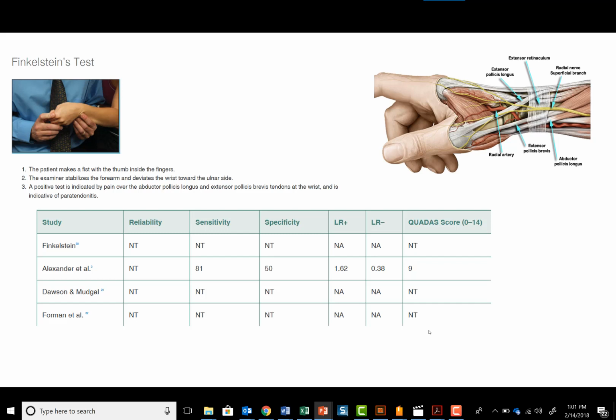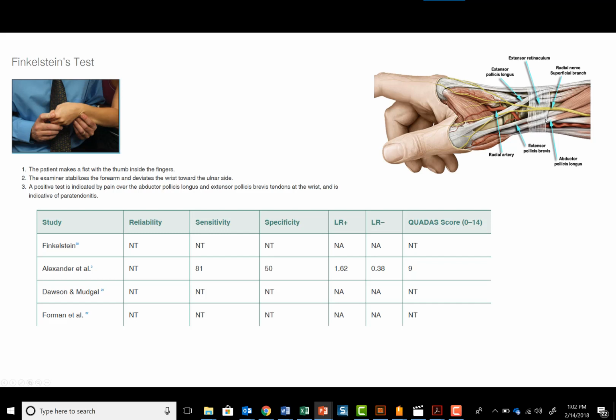Special test is Finkelstein's test. Finkelstein's test is not very specific. You get a lot of false negatives. So what you do is you bring your thumb, kind of like you're doing the radial nerve glide test, where you get your thumb in there and you do pronation, and that's how you test radial nerve. You put the thumb into the grip, and you have them ulnarly deviate. And that's going to put a decent amount of tension on that abductor pollicis longus and extensor pollicis brevis.